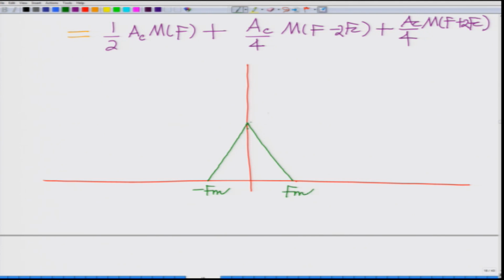This point is your half AC MF, this point is half AC M0, and then you are going to have, let us say this is FC, you are going to have side bands at 2 FC.